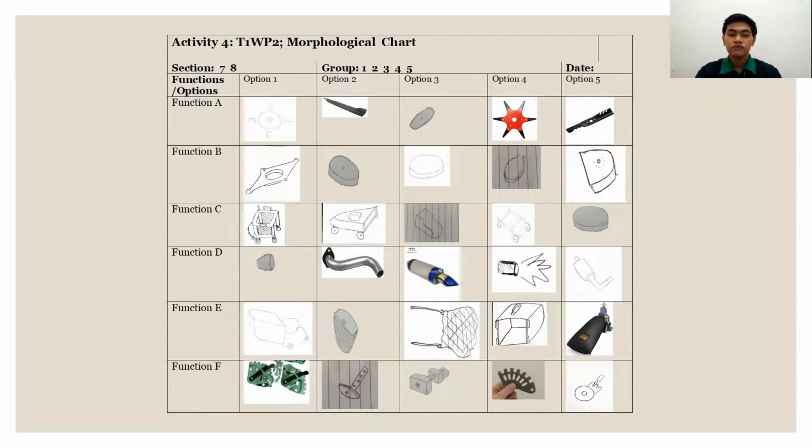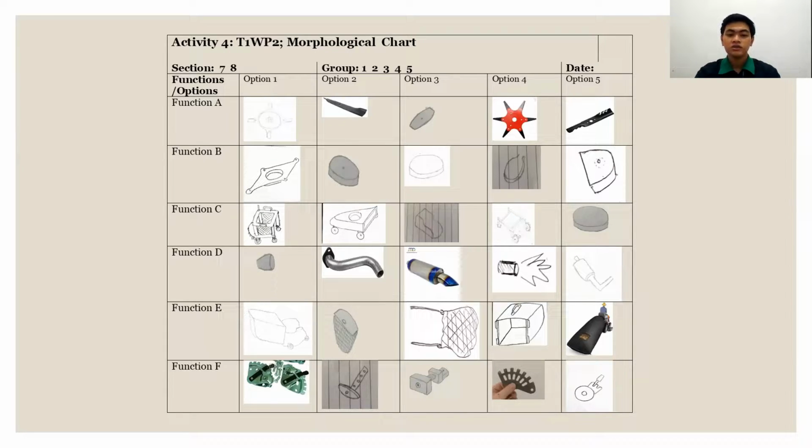For function F, which is the blade adjuster part, all the designs have the same function, which is to adjust the height of the blade. Also, only the design is different from each other. For function G, which is the handle part, all the designs have the same function, which is to lift the RC lawnmower. Only the design is different.